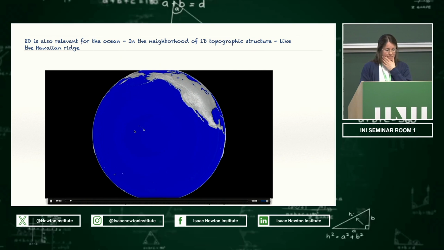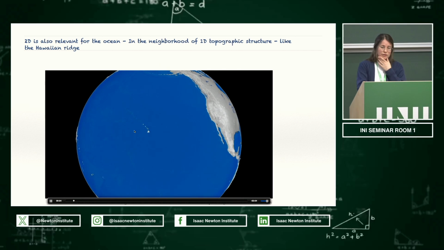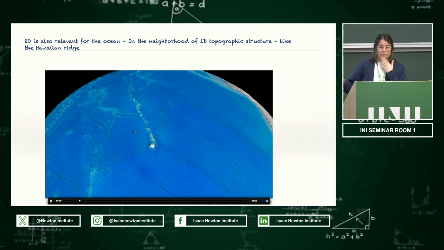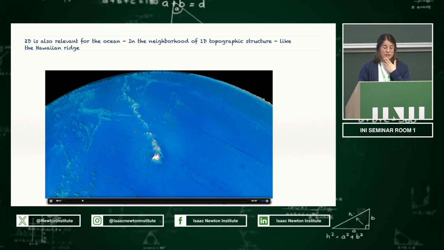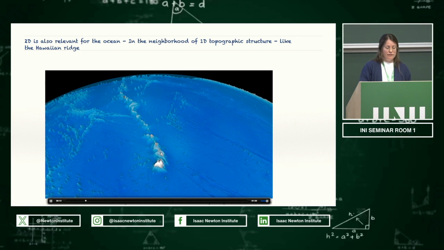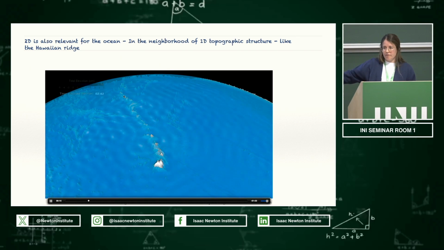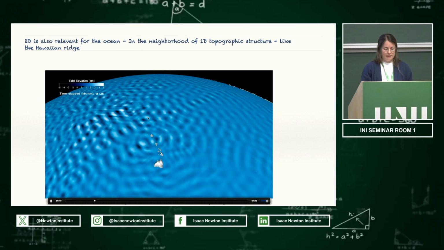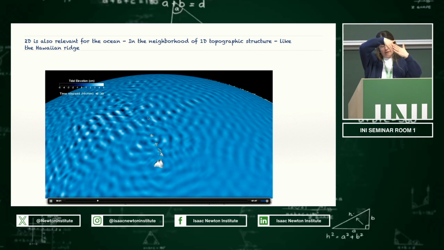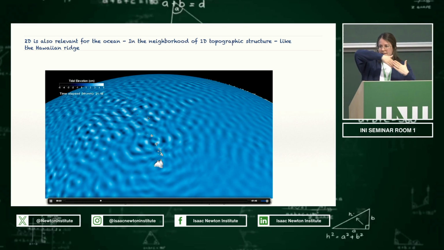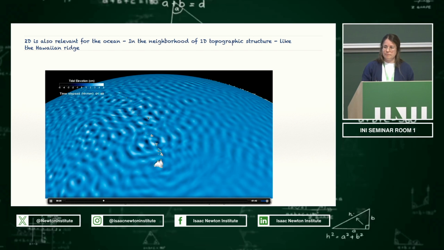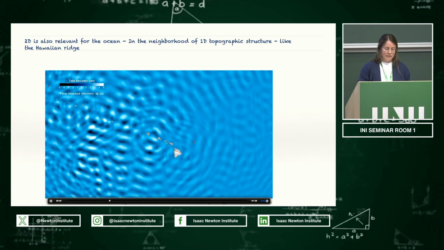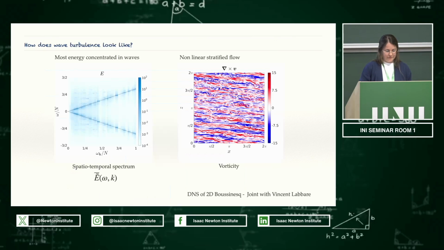So this is a simulation. I think that a 2-dimensional vertical slice in the ocean will be relevant in the neighborhood of 1-dimensional topographic structures, like the Hawaiian Ridge. So if I have a 1-dimensional chain of mountains, then at least locally, I can convince at least myself that if I take a vertical slice, then the 2-dimensional Boussinesq equation should apply there because I have symmetry along the chain of mountains.